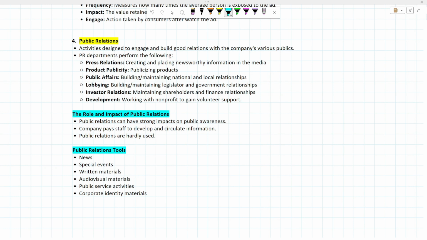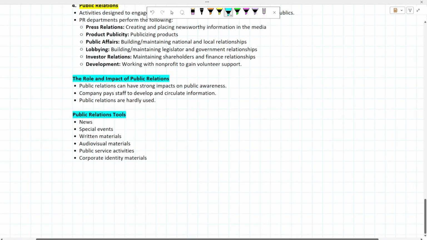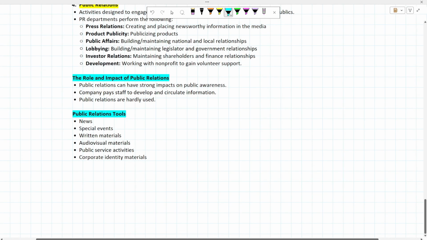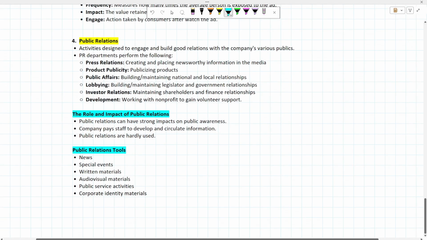We have lobbying, which is building or maintaining legislator or government relationships. Investor relations is maintaining shareholder and financial relations. Development is working with nonprofits to gain volunteer support. So, what is the role and impact of public relations? Public relations can have strong impacts on public awareness. Companies pay staff to develop and circulate information. Public relations are hardly used.